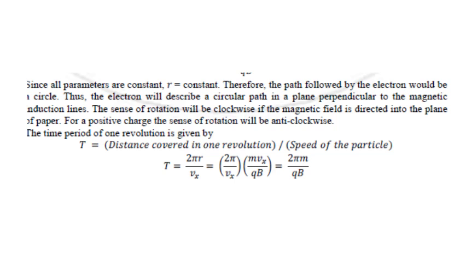The time period of one revolution can be calculated. As we know, the time period is equal to the distance covered in one rotation divided by the speed of the particle. If the particle is taking a circular path, then in one rotation the total distance covered will be 2 pi r. If the speed of the particle is Vx, then this can be written as 2 pi r over Vx.